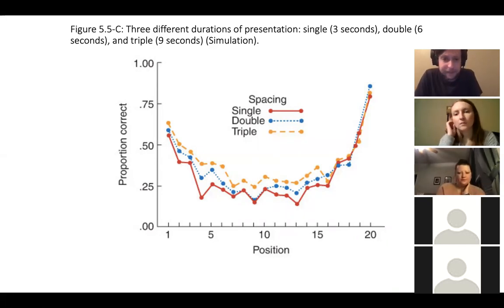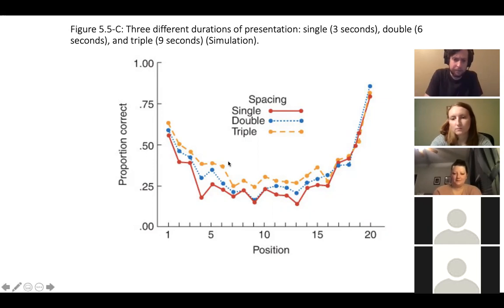So I'm going to repeat the punchline. The fact that you see a greater primacy effect when the rates are slow indicates that long-term memory is more important for primacy effects. That long-term memory is particularly important for primacy effects. The idea is that when the rate is slow, you're more likely to encode that information into long-term memory.